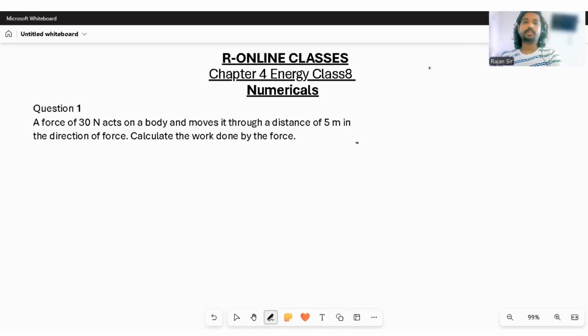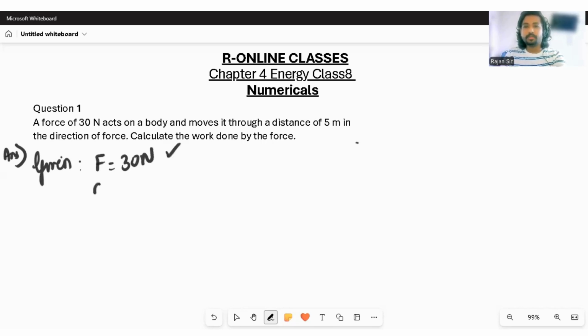A force of 30 Newton acts on a body and moves it through a distance of 5 meters in the direction of force. Calculate the work done by the force. So first we have to write the given. You can write "Answer" here. Given, the force is 30 Newton, which is in SI unit, no problem, checked. And the distance is 5 meters, again in SI unit, checked.